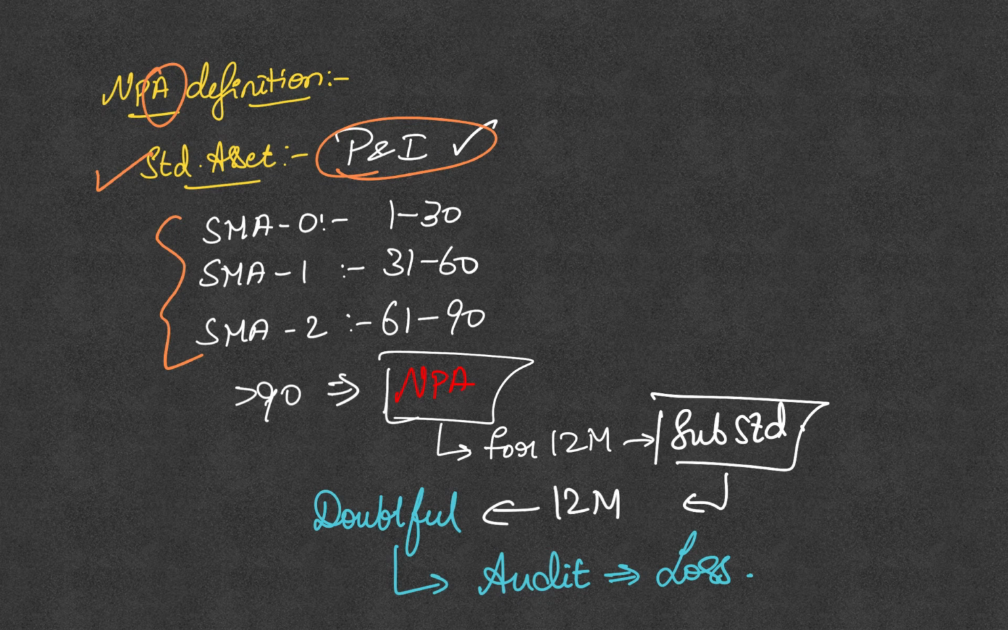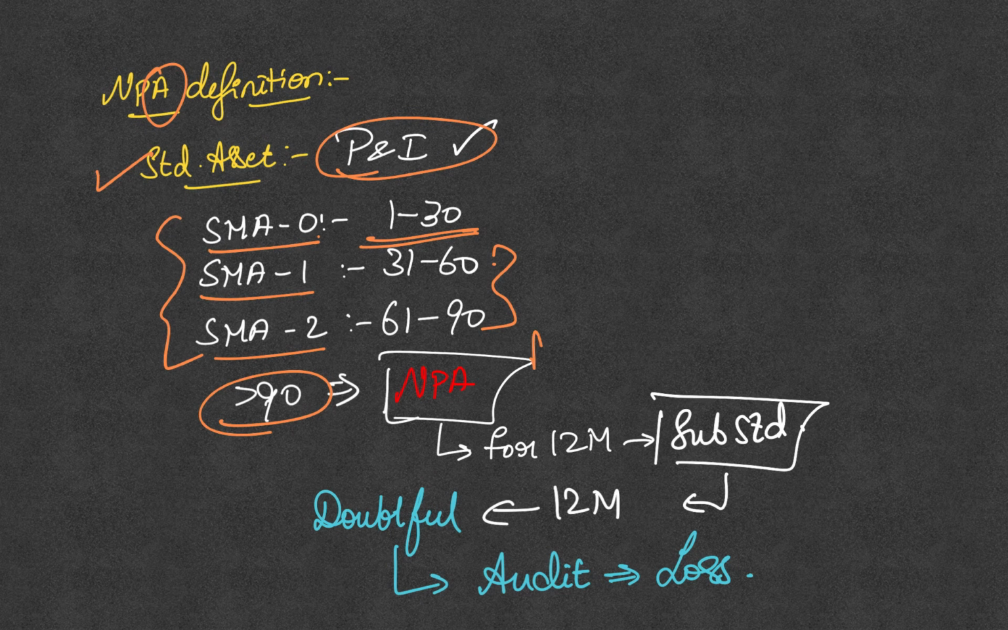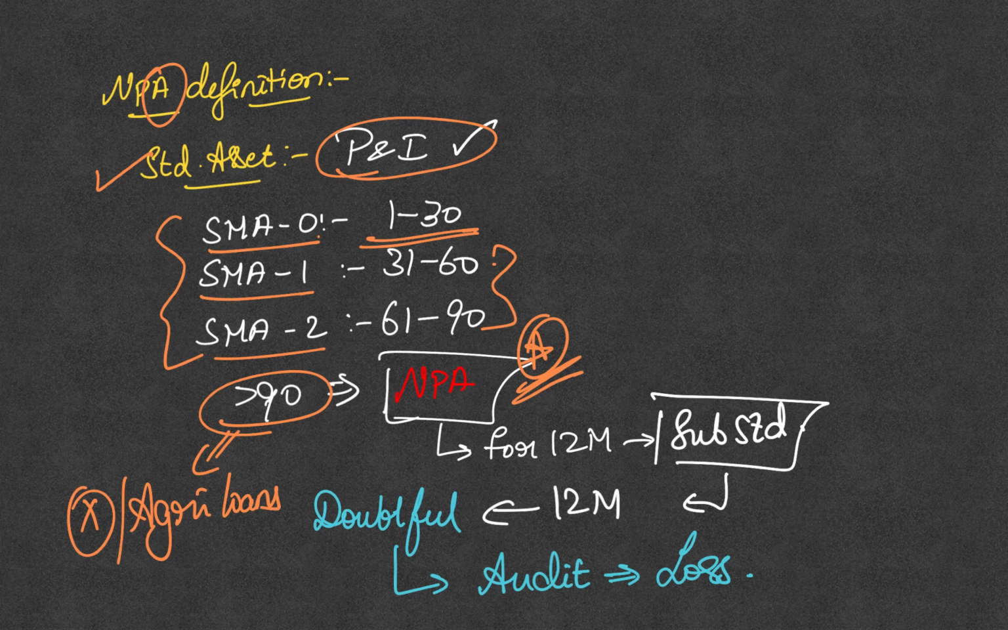There are three types. If the principal and interest is not paid for 1 to 30 days beyond the due date, then it is categorized as SMA 0. SMA 1 and SMA 2 are respectively 31 to 60 and 61 to 90 days. If principal and interest is not paid for more than 90 days, then such an asset is called a non-performing asset. So this 90 days is not for agricultural loans. Please remember this. This is for other kinds of loans.